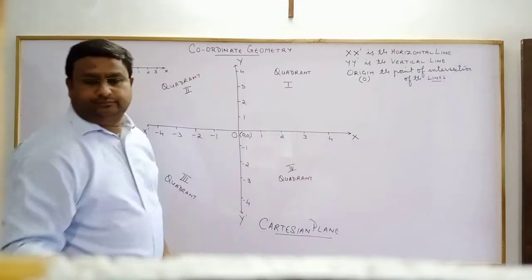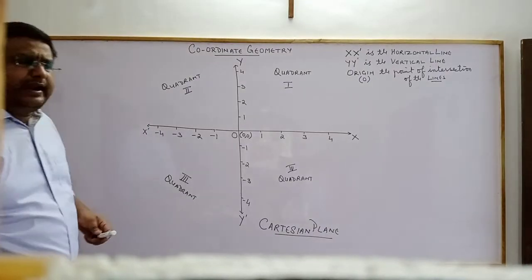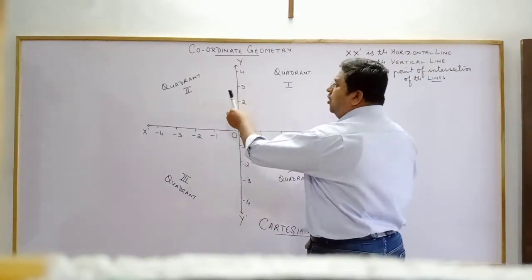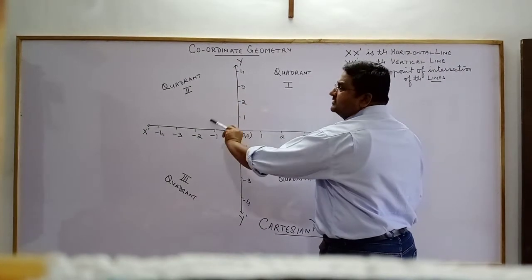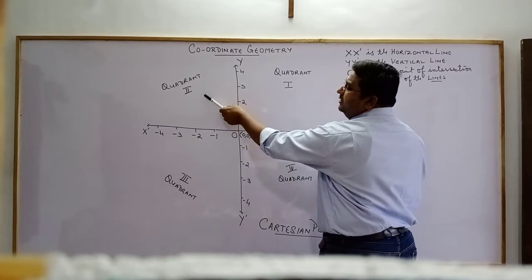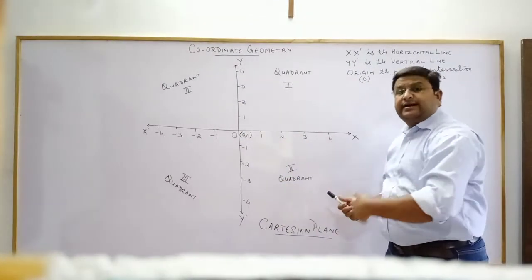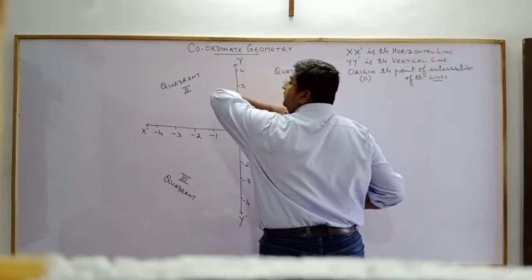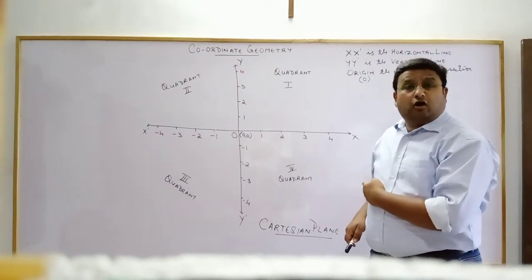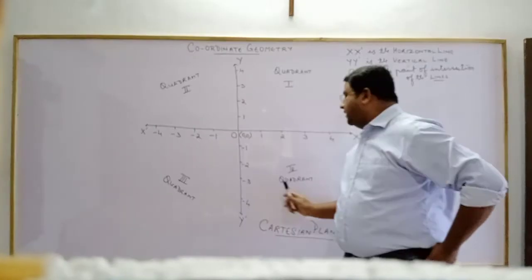Now the question is, sir, how do we number them? Quadrants are numbered in the anti-clockwise direction. The hands of our clock move in the clockwise direction. But when we move in this direction, through the first, second, third and fourth quadrant, it is the anti-clockwise direction, the opposite way to the hands of the clock. So this is the first quadrant, second quadrant, third quadrant and fourth quadrant.